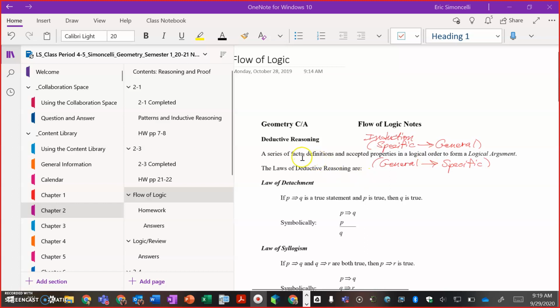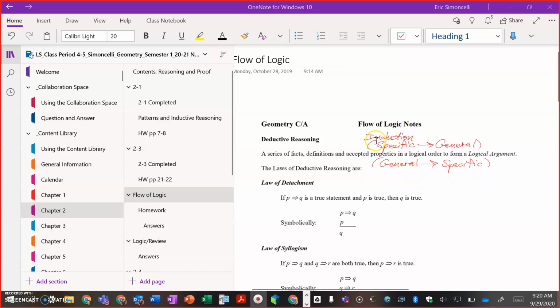Starting off with deductive reasoning, a series of facts, definitions, and accepted properties in a logical order to form a logical argument is the basic definition here of deductive reasoning. I'll go a little bit further with identifying a kind of general to specific flow of understanding, or at least how you perform an argument. That is a deductive reasoning argument.